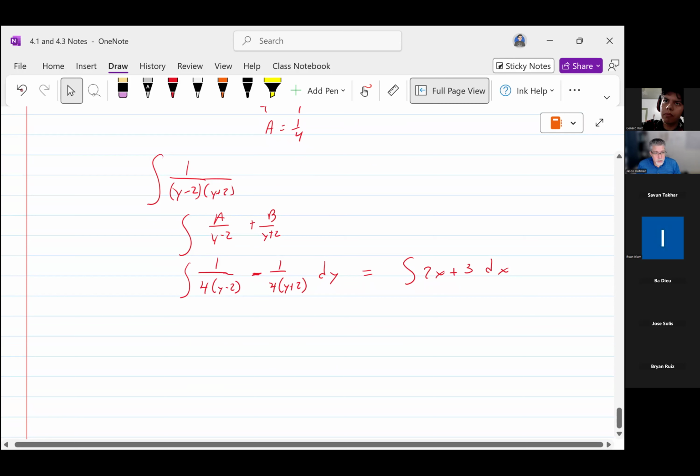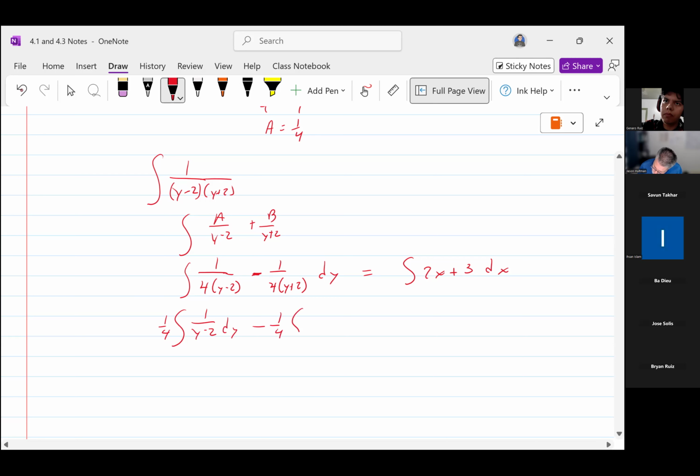Okay, so a lot of work involved in this one. Hopefully things start getting a little easier here. Okay, let's break this up into two integrals. I'm going to pull out the 1/4 at the same time. 1/4, this is going to be 1 over y minus 2 dy minus 1/4 times 1 over y plus 2 dy equals the integral of 2x plus 3 dx.